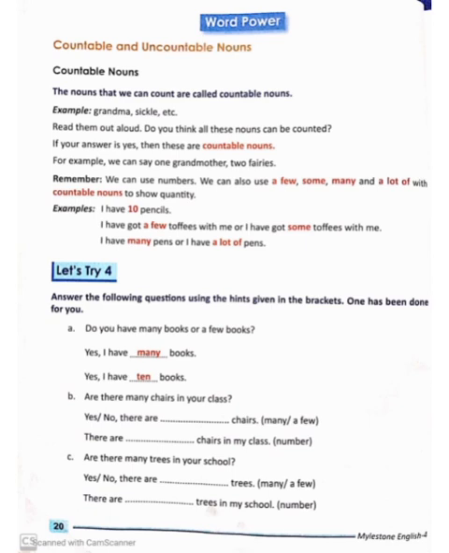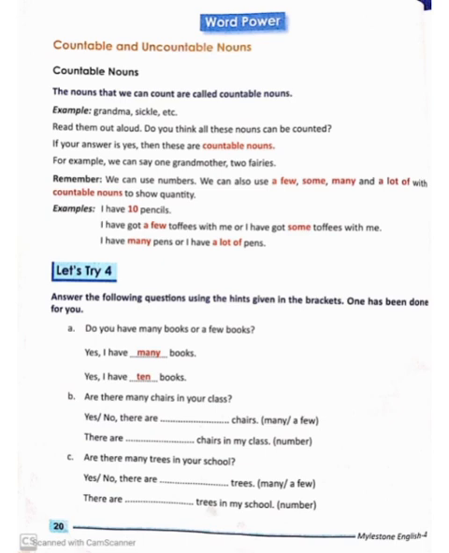See, हम इन्हें गिन सकते हैं. We can count them in numbers. Okay. Remember, we can use numbers. We can also use few, some, many, and a lot with countable nouns to show quantity. I have 10 pencils.